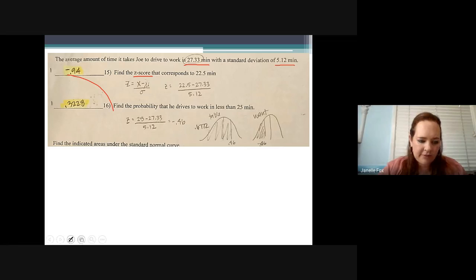Then, whoa, sorry about that. Then number 16 says that we're going to find the probability that he drives to work in less than 25 minutes. So I need a Z-score that's going to represent that. For my Z-score, I did my X value of 25 minus 27.33 and then divided by the standard deviation of 5.12. That gives me a negative 0.46.